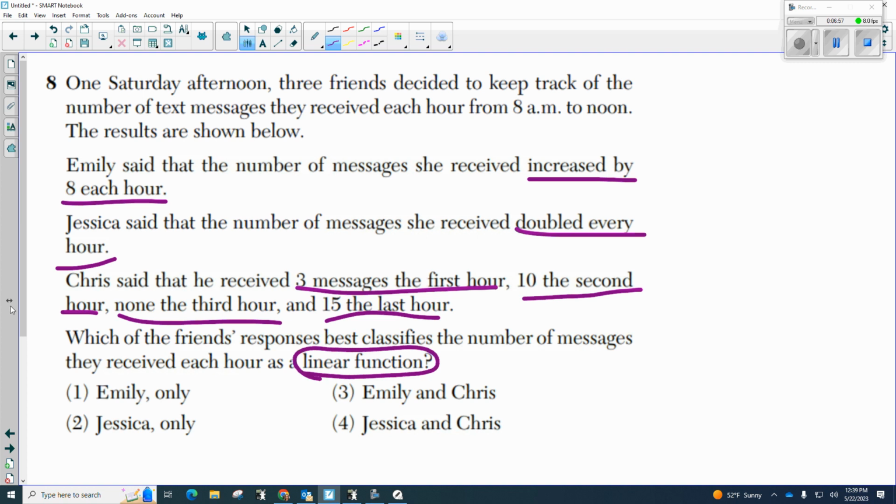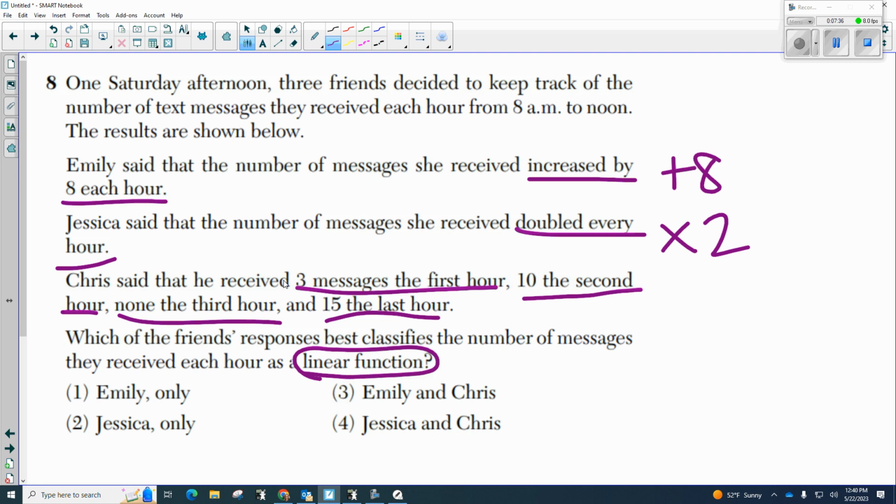Okay, I've read this question before and I have my answer key right here in front of me. I would suggest you read through it a couple of times. Don't expect to just know the answer instantly because there's a lot going on here. When you go back and really analyze it, Emily said that the number of messages she received increased by 8 each hour. So increasing by 8 each hour is like adding 8 each hour. That's our pattern. Jessica's is doubling every hour. Remember, doubling means to multiply by 2.